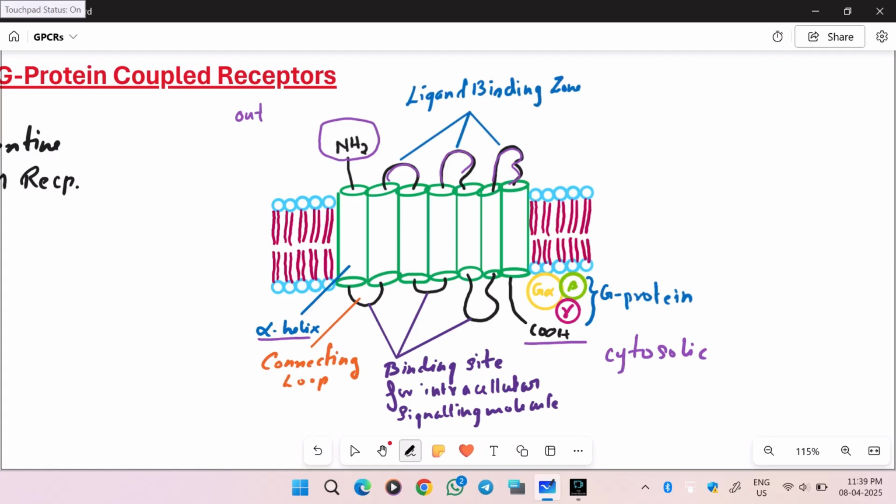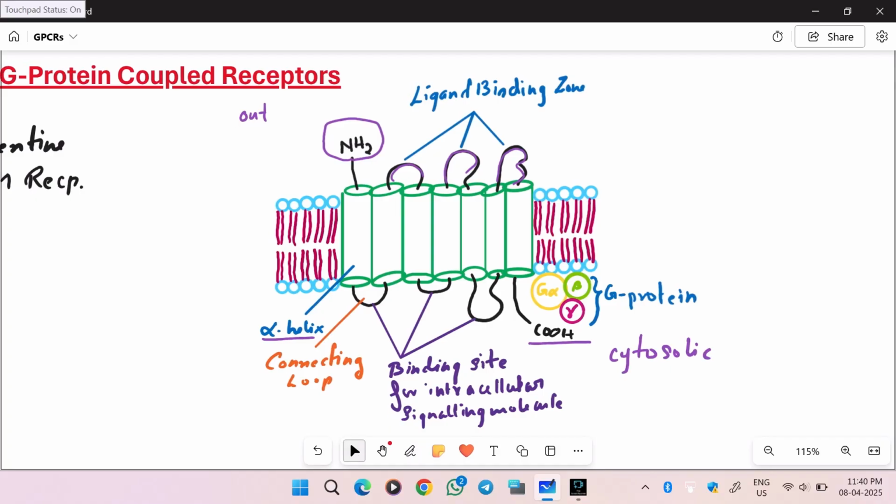And this thing that we see over here, G alpha, G beta and G gamma, these are the G proteins. For the time being, it is found towards the cytosolic part, near this receptor area, in close association with the receptor, and we will see its dissociation, association, etc. in the coming slides.